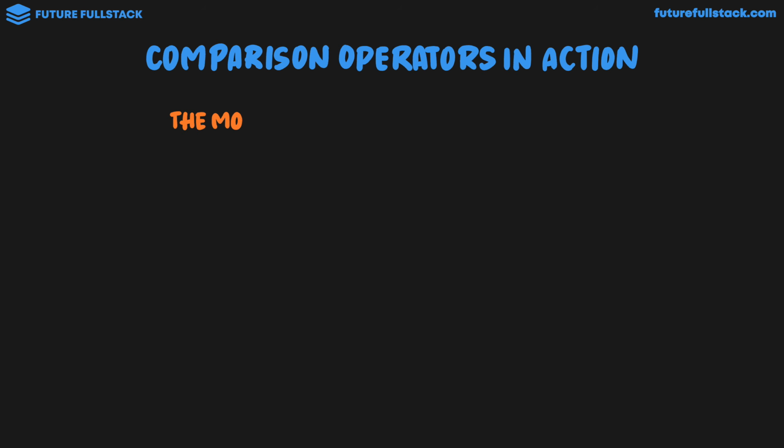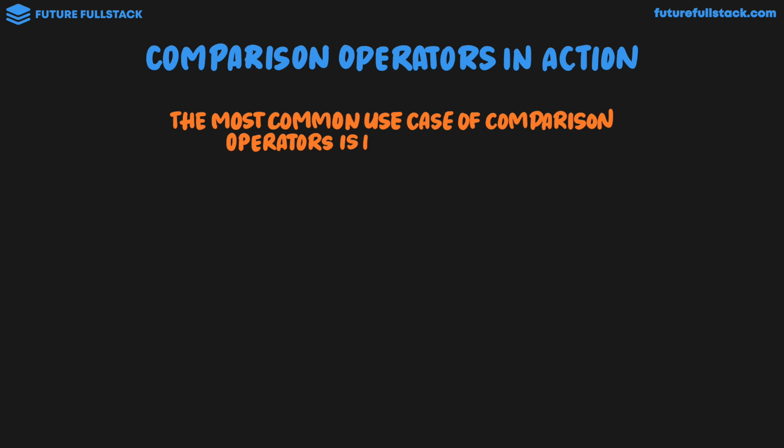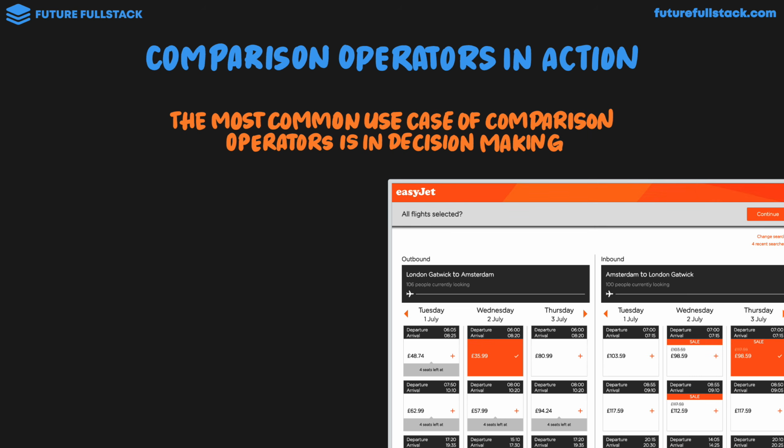So let's see comparison operators in action. The most common use case of comparison operators is in decision making. So we're not going to be there just testing comparisons to see if they're true or false. We're going to be using the result of them to make decisions in our code. For example, on the EasyJet website, you can see over here this 4 seats left at, and the price is 48.74. Now usually, as the seats reduce on a flight, the price goes up.